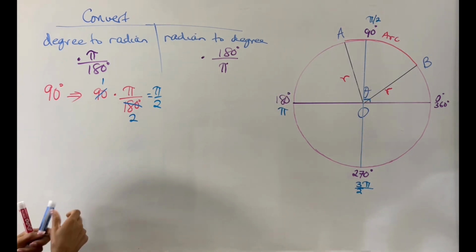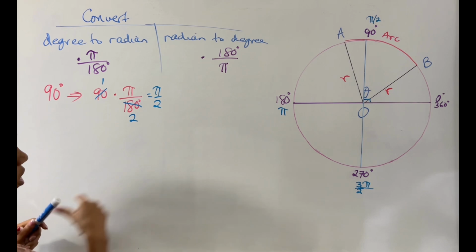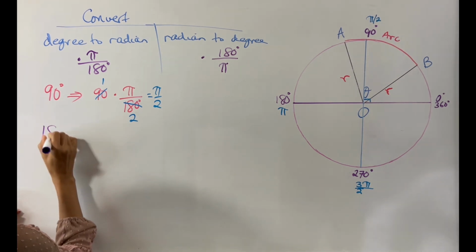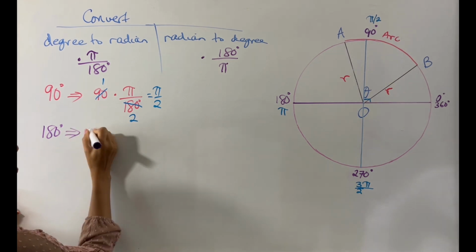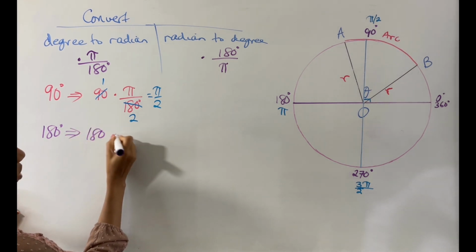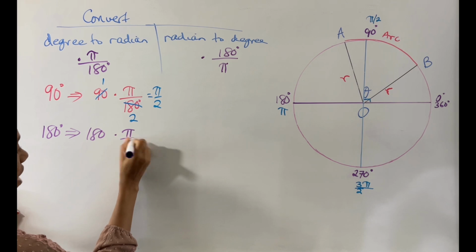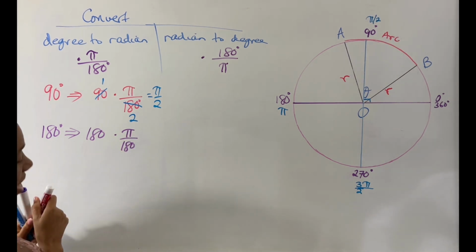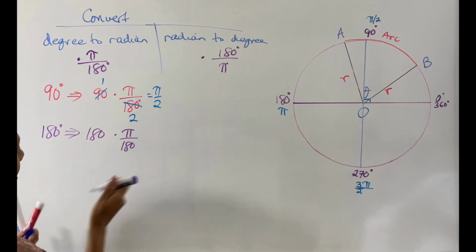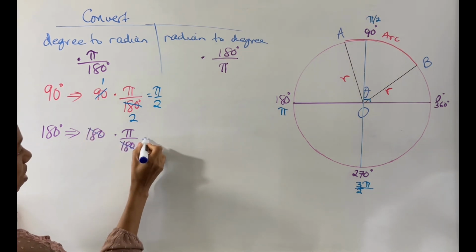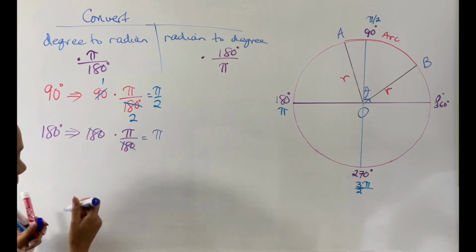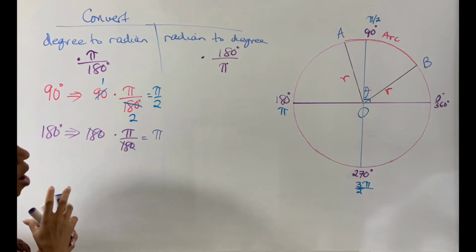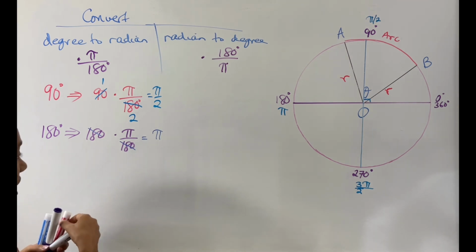Now you can continue, and if you want to prove for the 180, you have 180 degrees and you need to convert that. So we have 180 degrees and we're going to multiply it by pi over 180 degrees. When we simplify this, the 180s cancel out, and we get just pi, or what we call a radian. Now you can continue with the 270.